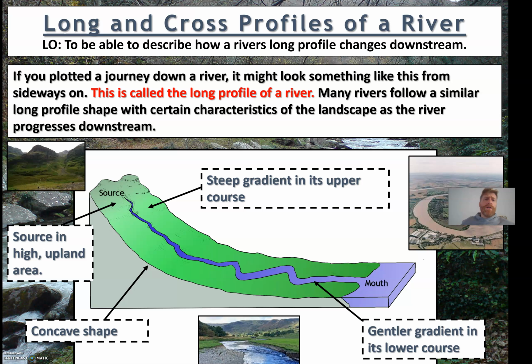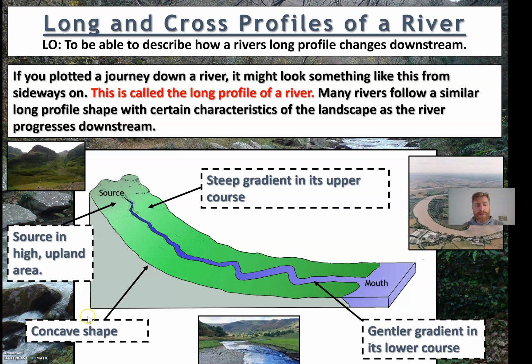Firstly, if you plotted a journey down a river, it might look something like this from sideways on, and the sideways on profile of a river is called the long profile, the sideways on profile from its source all the way down to the sea. Many rivers follow a similar long profile shape, and certain characteristics of the landscape and river are the same as it goes downstream.